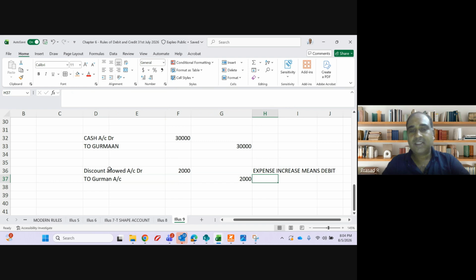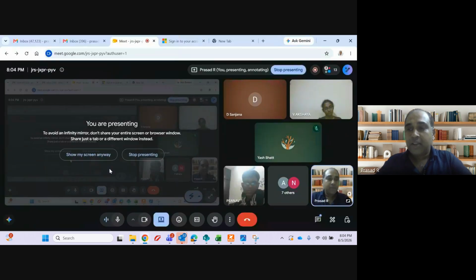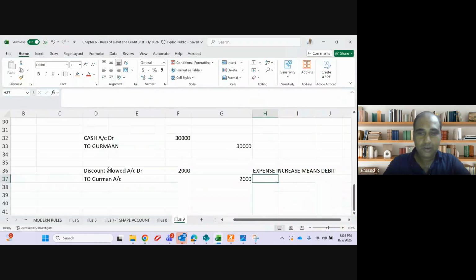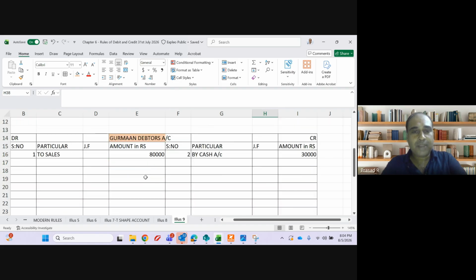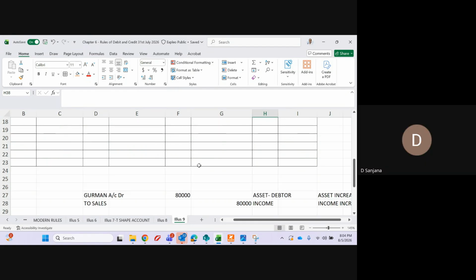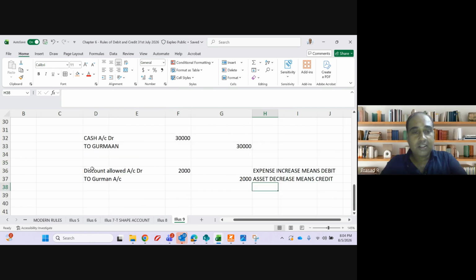Why is Gurman account credited? Because I am reducing the asset by 2,000 rupees. When I see Gurman, I don't see 50,000 now, I see only 48,000. So asset decrease means credit. Is my asset increasing or decreasing? Decreasing. Asset decrease, debit side or credit side? Credit side.